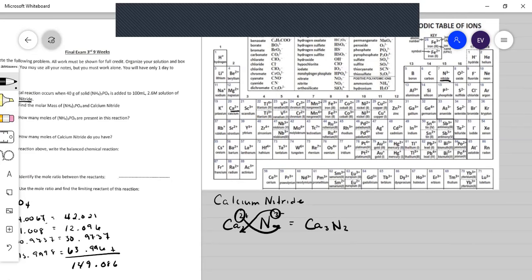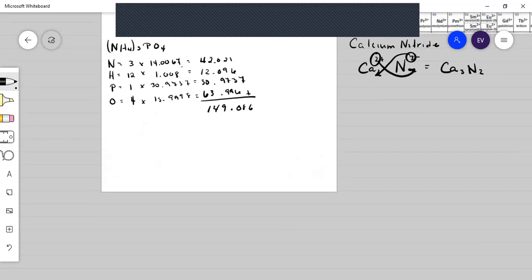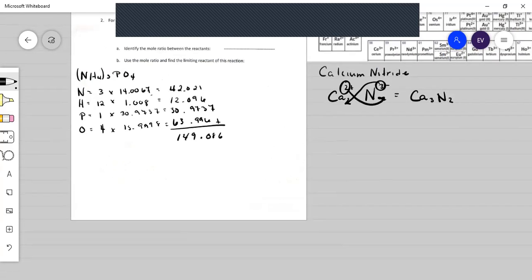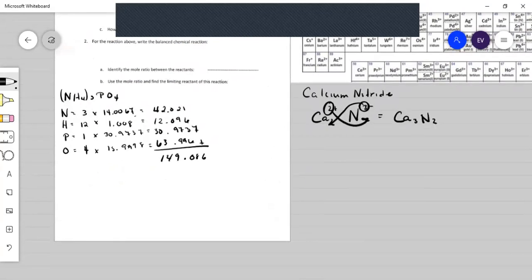Now let's go ahead and find the molar mass of this compound. It'll be the same process as before. I'm going to list all the elements involved. In this case, it's just calcium and nitrogen. I'm going to go through and work this out.